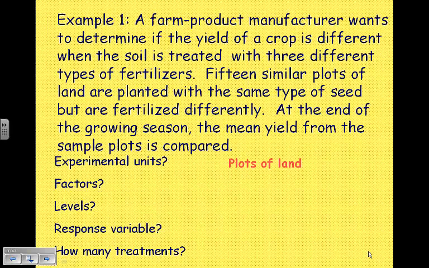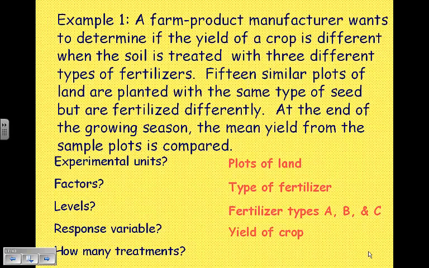The experimental units in this case are the plots of land. The factor is the type of fertilizer. The levels would be fertilizer types A, B, and C. The response variable is the yield of the crop, and then how many treatments? Well, you're going to have 3 different treatments because you have 3 different types of fertilizer.